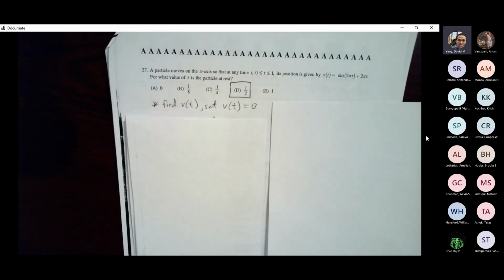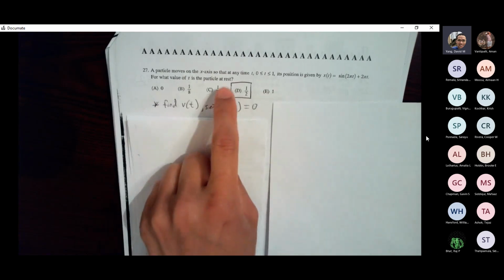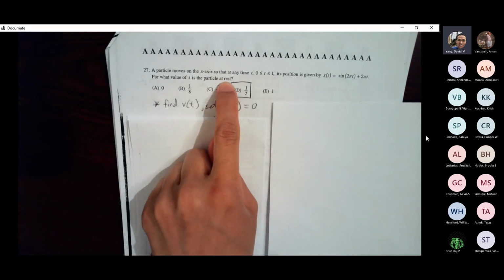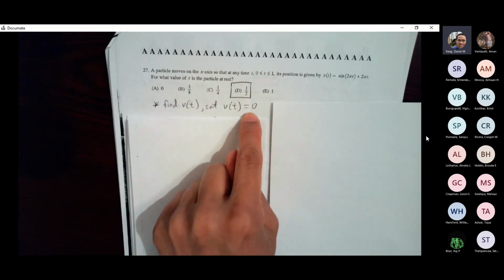Okay, 27. The particle moves on the x-axis so that at any time t, between 0 and 1, its position is given by x of t equals sine of 2 pi t plus 2 pi t. For what value of t is the particle at rest? So particle at rest means my particle is motionless. My particle is motionless when velocity is 0.